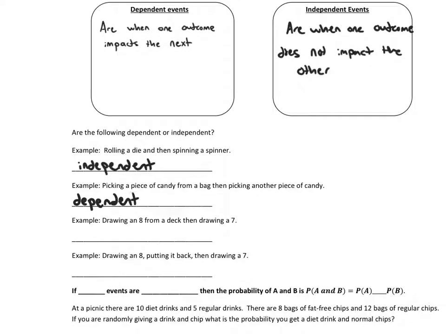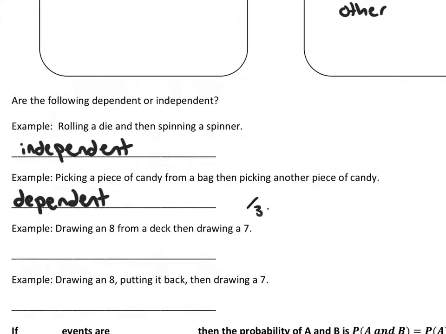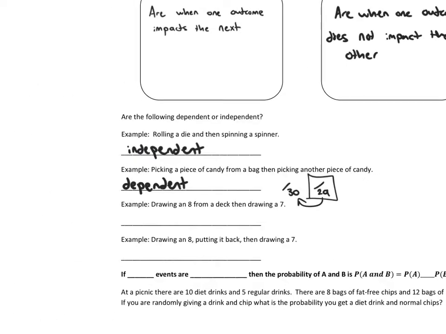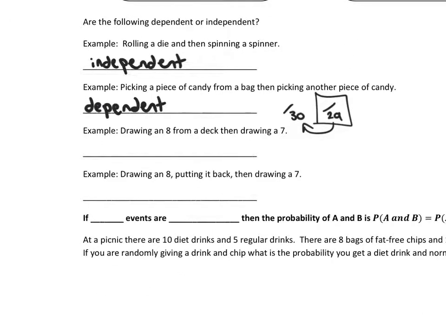Because, say there's 30 pieces of candy in there, when you pull a piece of candy out, now there's only 29 pieces of candy in there. So the odds of the second one have changed because the denominator has changed. So these are called dependent events. Same thing with cards. If we're drawing an 8 and then we're trying to draw a 7, those are dependent because once we take the 8, the probability of drawing a 7 changes because there's one less card.